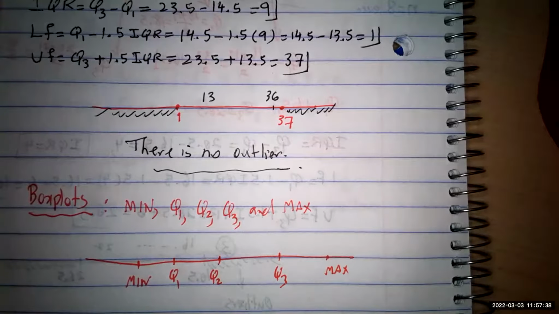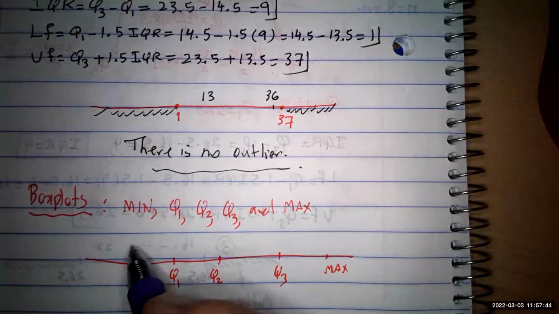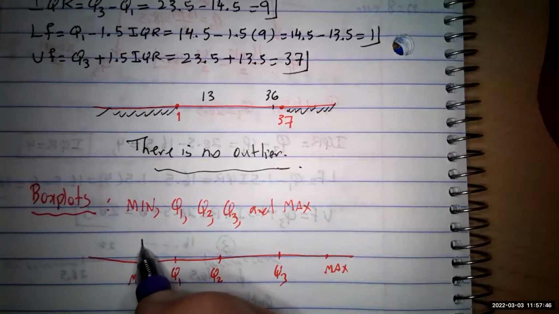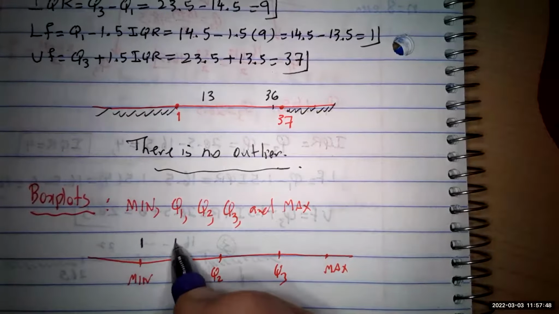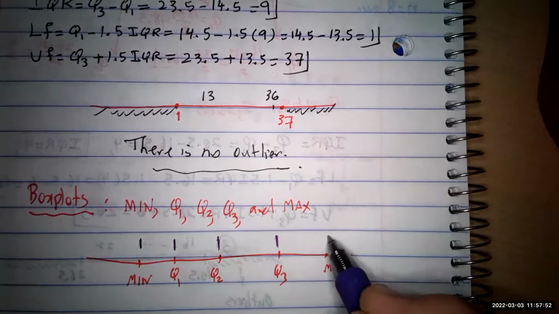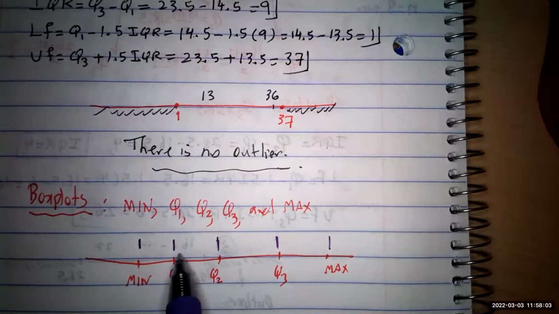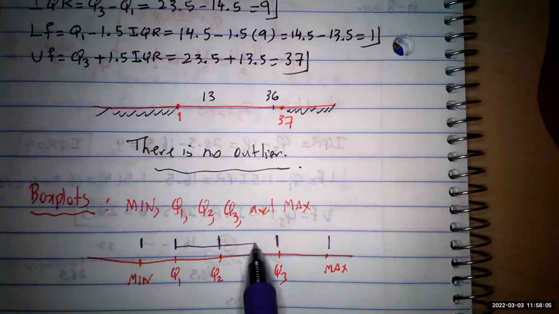Okay, then these numbers are on the number line. Above them, we identify with a line where the minimum is, the Q1, Q2, Q3, and the maximum. Then we connect these bars of Q1, Q2, Q3 to make a box. You see, that's going to be the box.